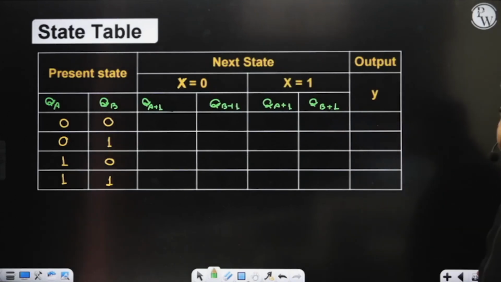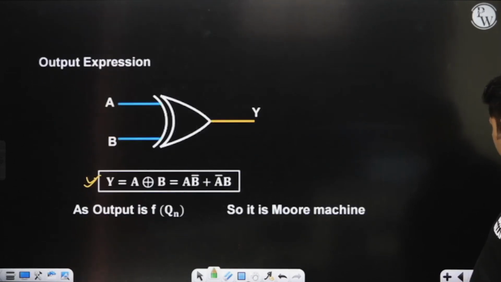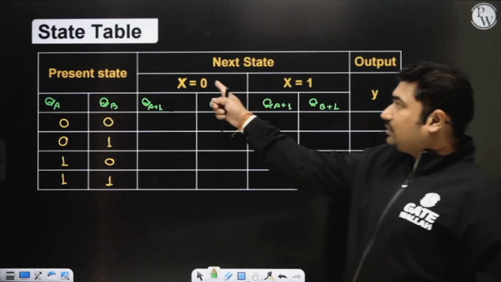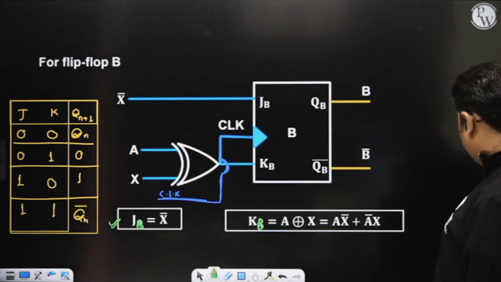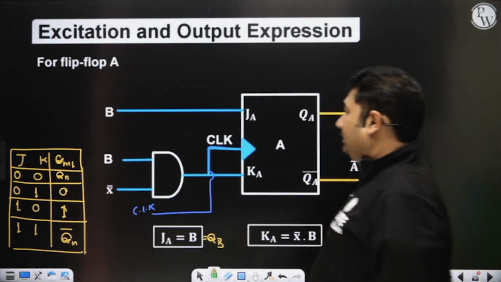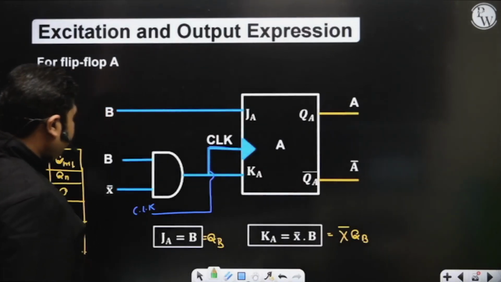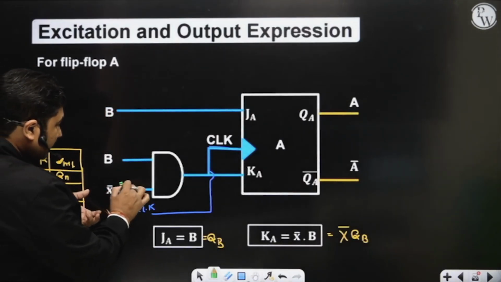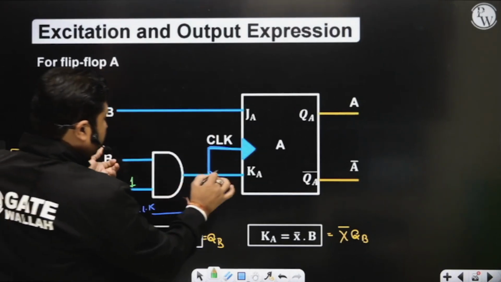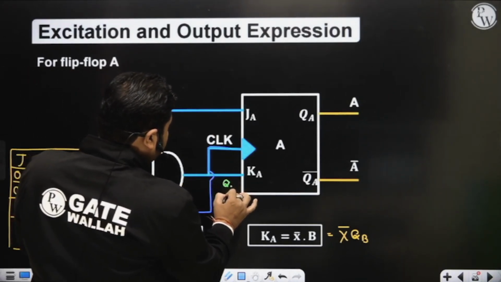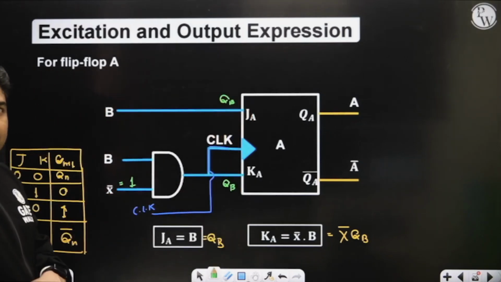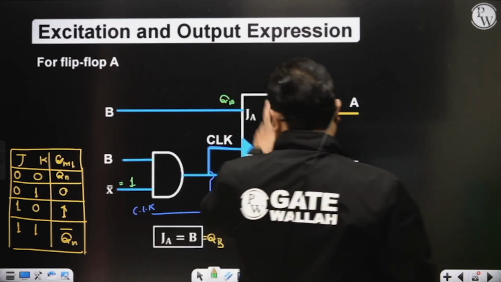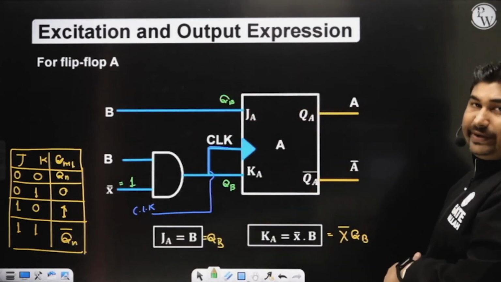Now please observe, the present state is 00, and the present input is x equals 0. So I am considering x equals 0 first. What happens if x equals 0 in flip-flop A? If x equals 0, you will get this to be 1. It means here we are getting QB and also here we are getting QB. So JA KA equals QB.